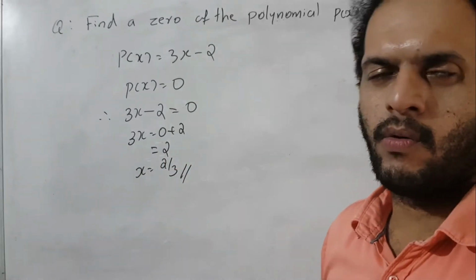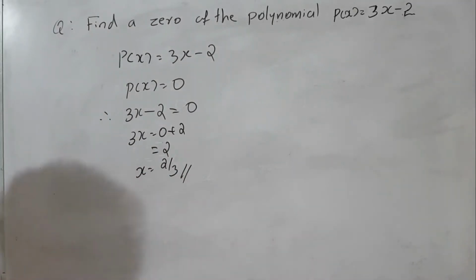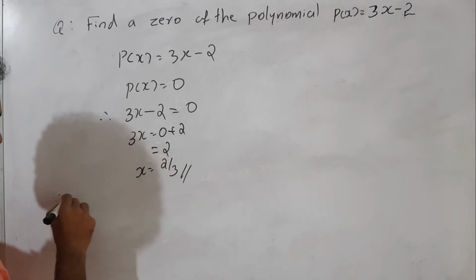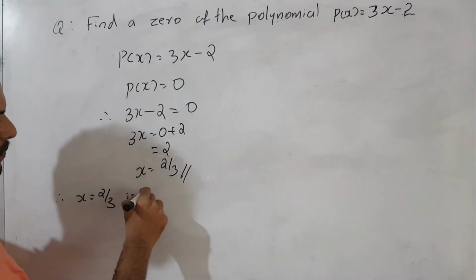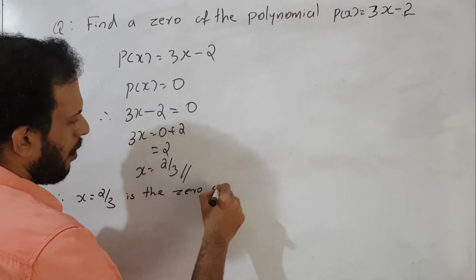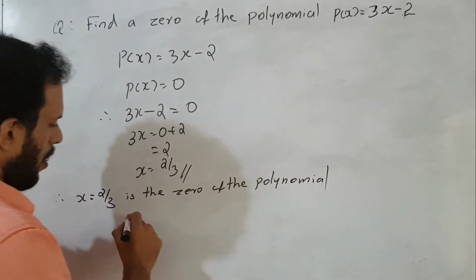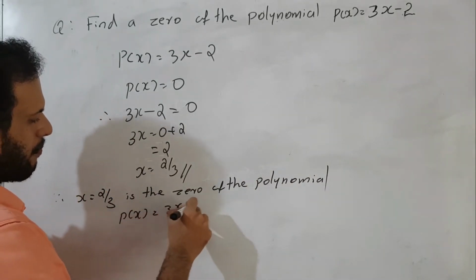Okay. Then what is the zero of this polynomial? The zero of this polynomial is x is equal to 2 by 3. So we conclude, therefore, x is equal to 2 by 3 is the zero of the polynomial p of x is equal to 3x minus 2.